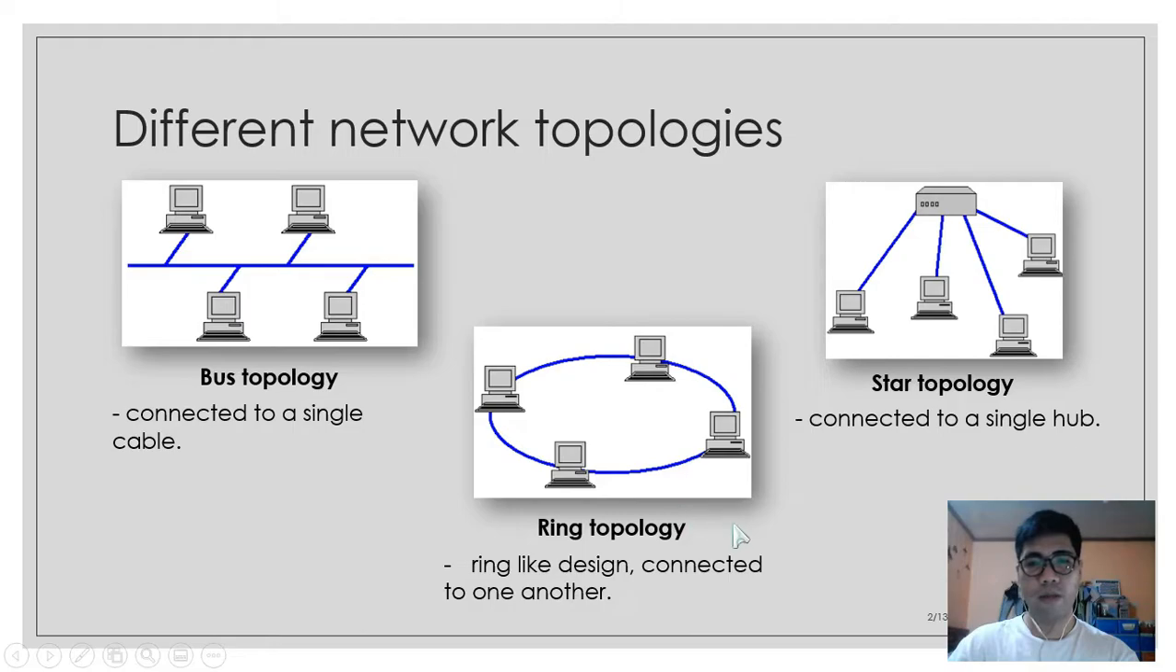Next, we have the ring topology. It is a ring-like design and connected to one another, where the last PC is connected to the first PC, and they are connected with each other. Next, we have the star topology, which is connected to a single hub, like what we can see over here.